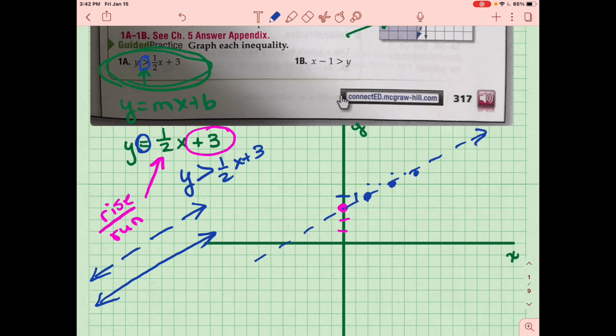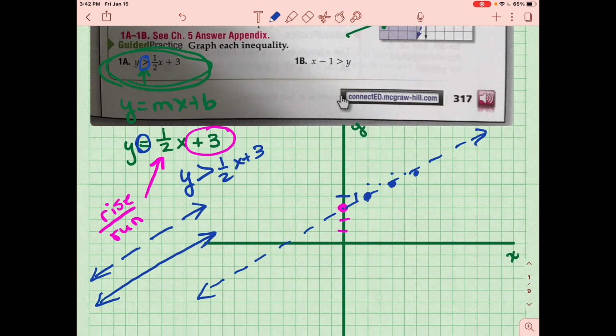This is my boundary line. Make it nice and big. All right, now I need to know whether I'm going to color above the boundary line or below. I'm going to guess that it's probably above because y is greater than 1/2 x plus 3.